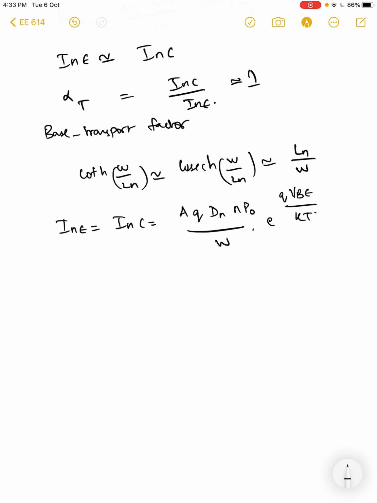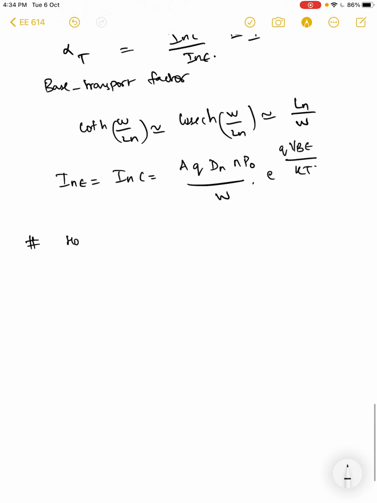So now that we have this condition, the best way to make INC, the collector current, equal to the emitter current is to reduce width, right? Now how do we increase alpha T further? You cannot keep on decreasing the base width, right? There is a technical difficulty in reducing the width beyond a certain limitation, which we will deal with later on, but there are other ways to actually increase the base transport factor, which is done by using what is called a graded profile in the base region.